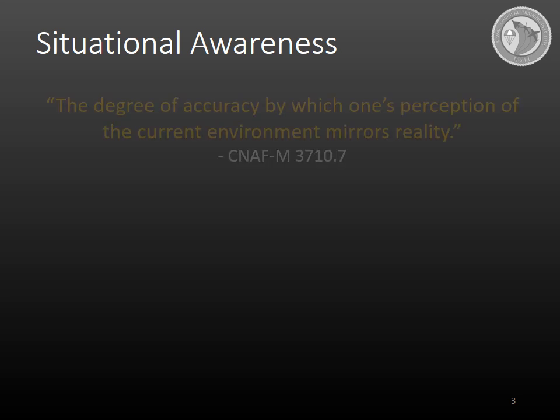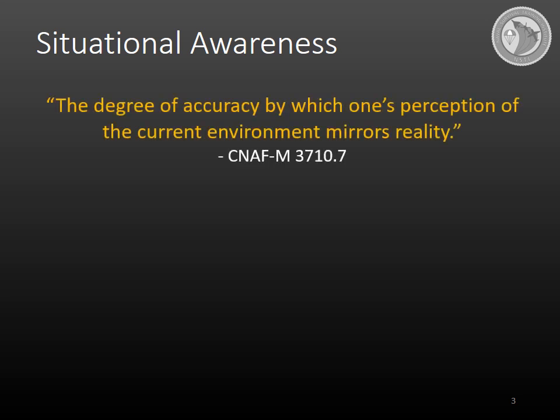You may have your own definition, and I'm sure it's a good one. The NATOPS defines situational awareness as the degree of accuracy by which one's perception of the current environment mirrors reality. This is a pretty concise definition, and it brings in a couple points that I want you to pay attention to. One is the fact that there is a difference between how you perceive the environment and the real environment. There will always be a difference. And then the second part is, how accurate is your perception of that reality? Have you missed something important, or do you have something incorrect in your perception as it compares to reality?